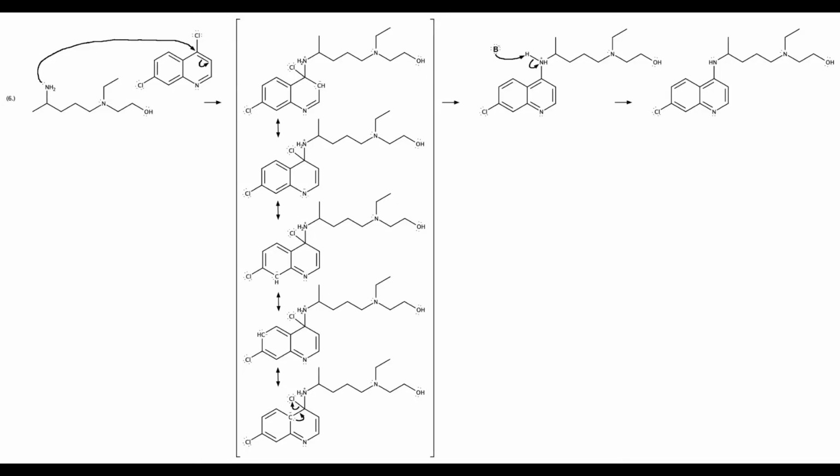The primary amine created in the previous step acts as a nucleophile and adds to the position para to the nitrogen. This results in a resonance-stabilized intermediate with a negative charge that can be delocalized through resonance onto the nitrogen as well as other positions on both rings. Chloride then departs as a leaving group and aromaticity is reestablished. Finally, the amine nitrogen is deprotonated, yielding hydroxychloroquine.